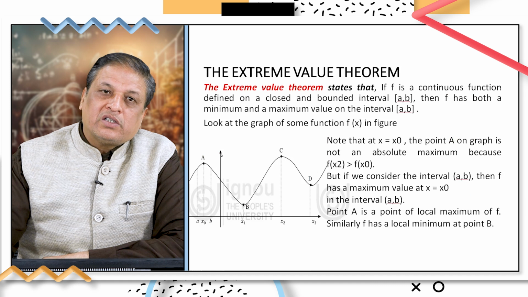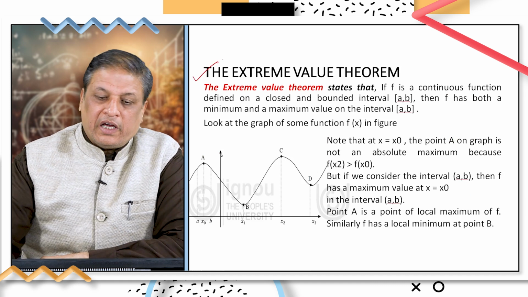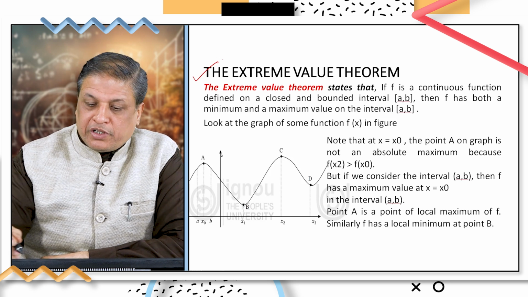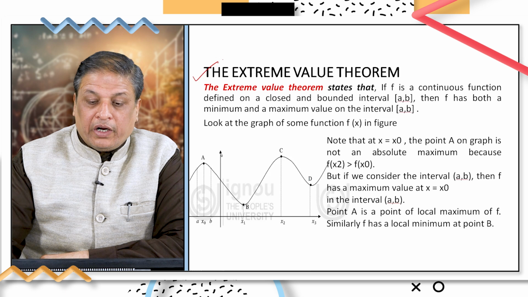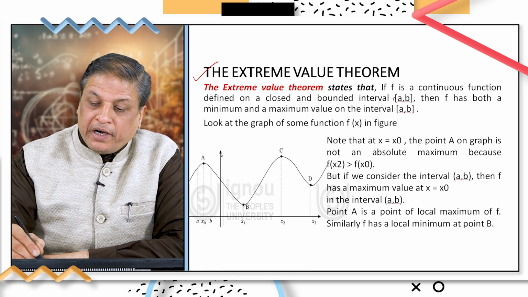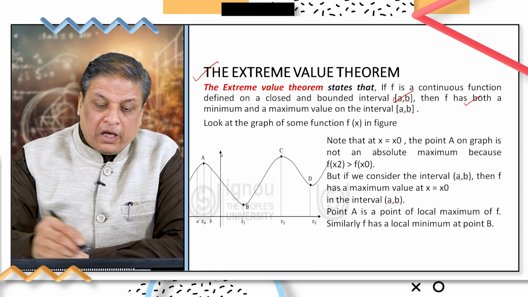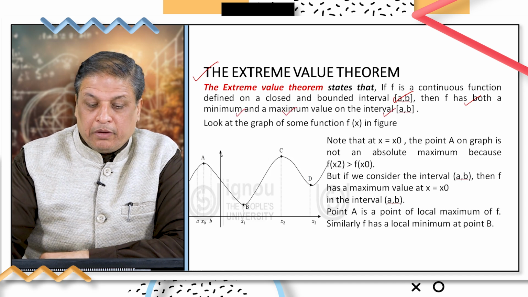So in order to understand this concept, we need to understand what the extreme value theorem is. The extreme value theorem states that if f is a continuous function defined on a closed and bounded interval AB, then f has both a minimum and a maximum value on the interval AB.